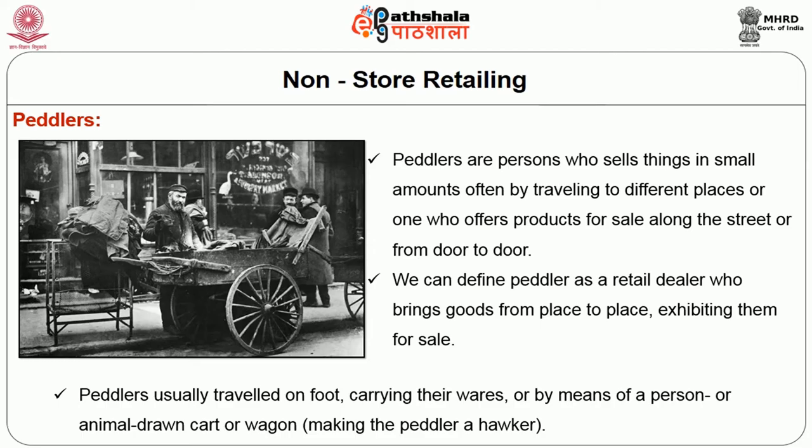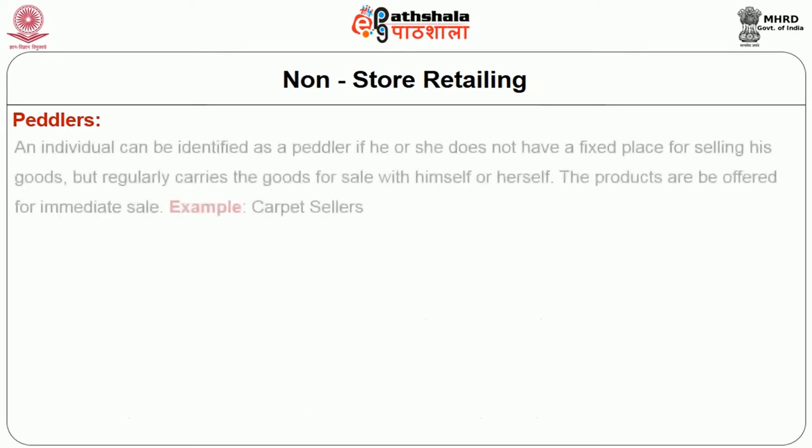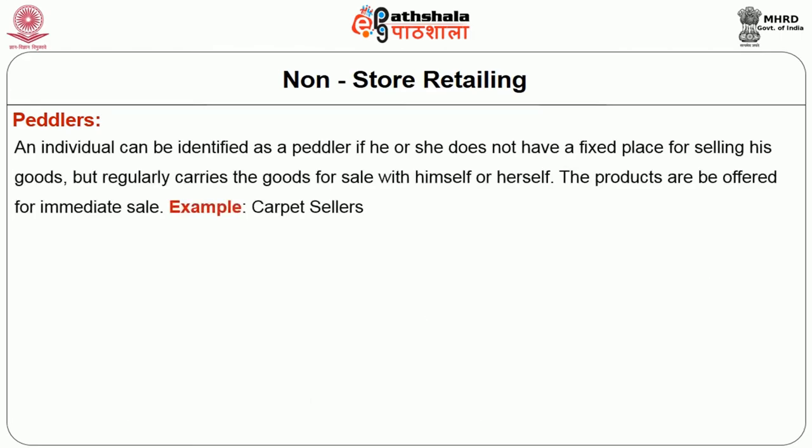Peddlers usually travel on foot carrying their wares or merchandise by means of person or on a vehicle or animal drawn. An individual can be identified as a peddler if he or she doesn't have a fixed place to do business, but carries the goods on himself or using a vehicle from place to place. The products may be offered to the consumers for immediate sale and delivery, and have to be sold to the customers as opposed to the dealers who sell such products.